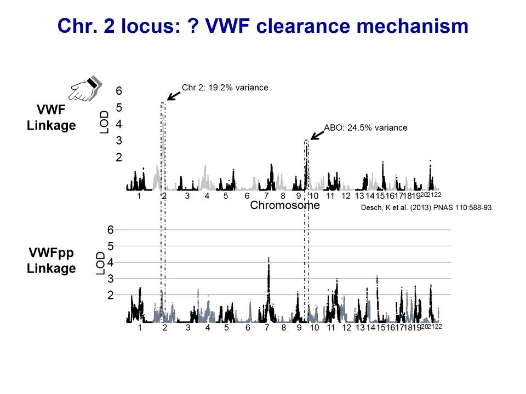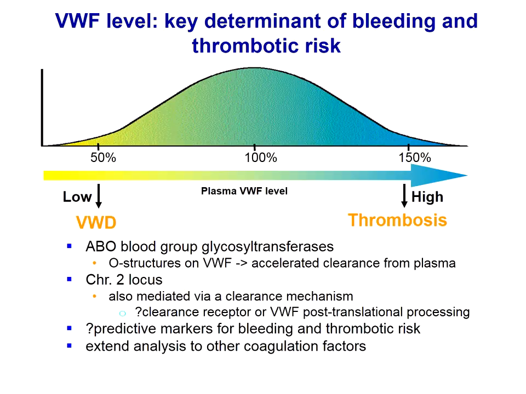So this suggests that this chromosome 2 gene, whatever it is, operates through some sort of mechanism affecting the clearance of von Willebrand's factor. So just to summarize what I've told you, as we know and is evident from the VTE GWASs, von Willebrand's factor level is a key determinant of bleeding and thrombotic risk, and obviously a key risk for bleeding at the low end of the spectrum. Genetic variation here has a big effect on the severity of von Willebrand's disease in patients with that disorder, and again at the high end contributes to thrombosis risk.